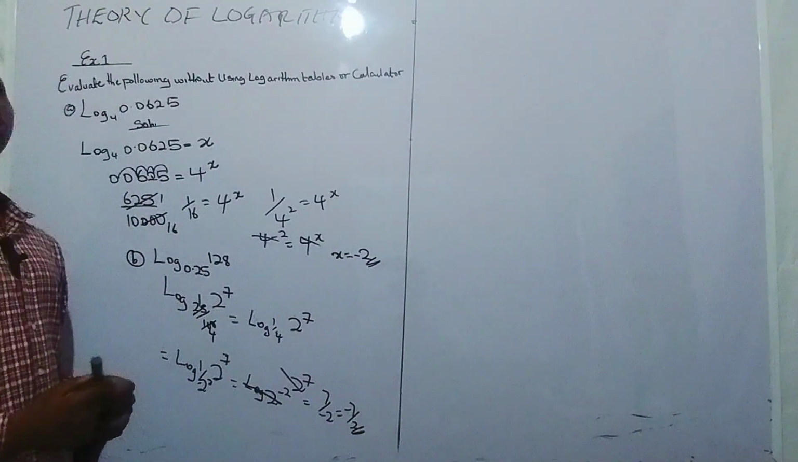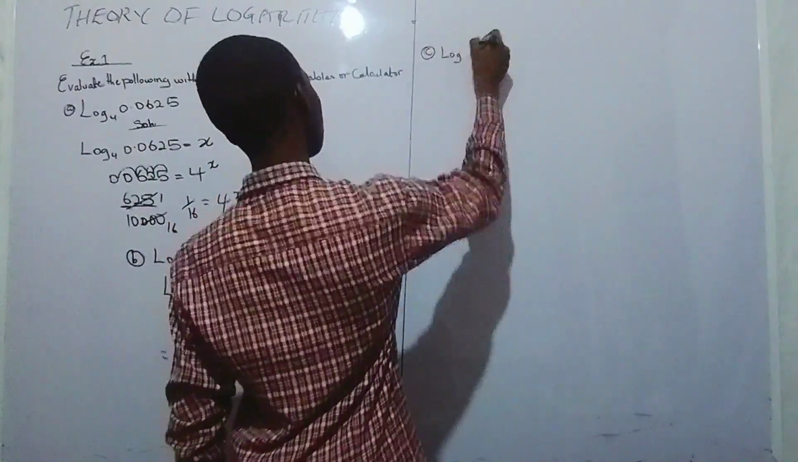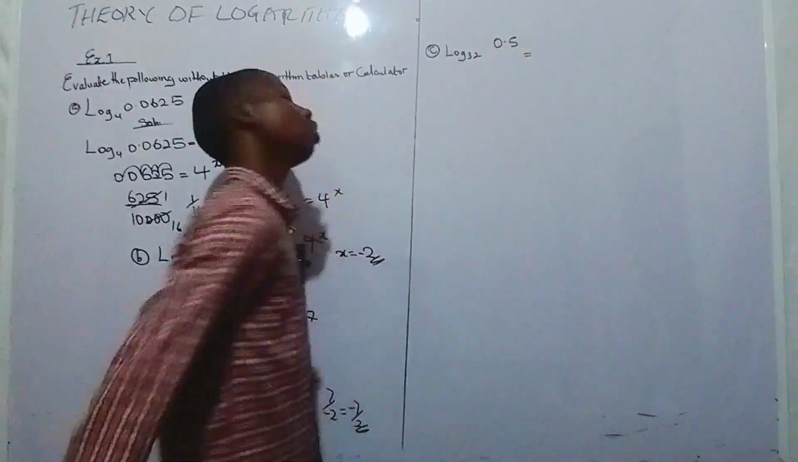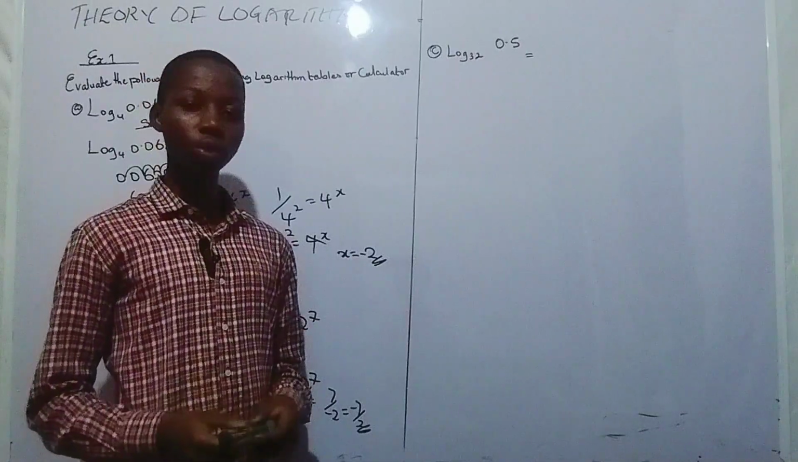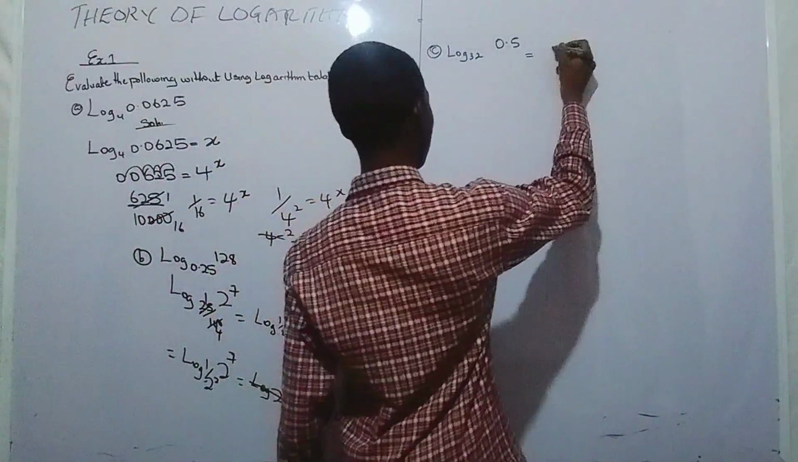So now let's move to the next example, the third example. So we have log 0.5 base 32. The normal way to do it, like saying what? You equalize it to an unknown. Now let's equalize it to an unknown, meaning let's equalize it to, let's say, y.